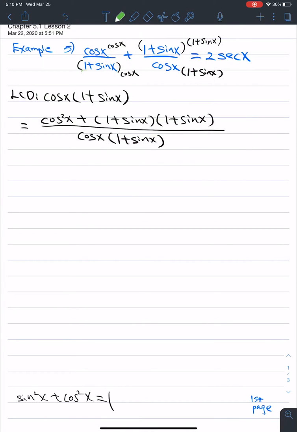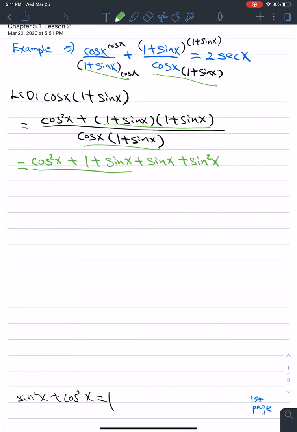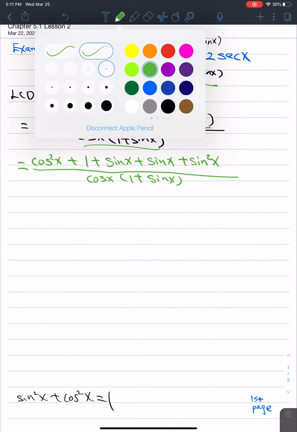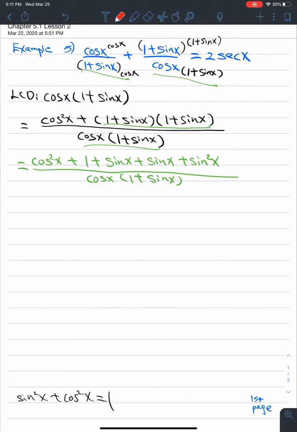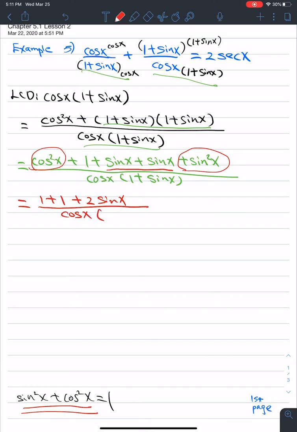Since I have the same denominator, I can combine them. So FOIL those two. Combine the like terms. I am using that formula: sine square plus cosine square, so I got 1. One plus one is 2.